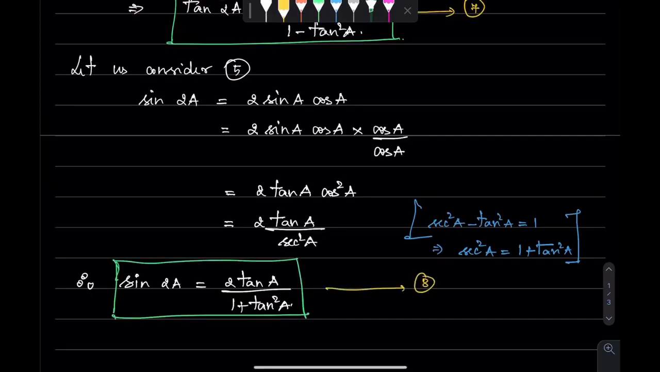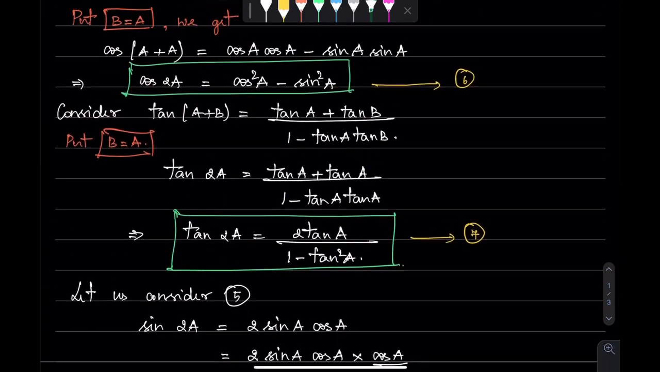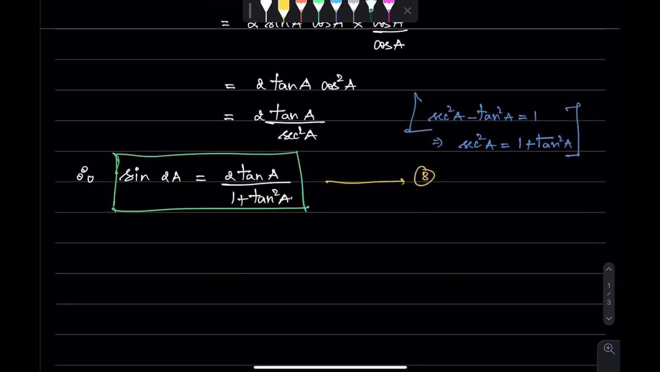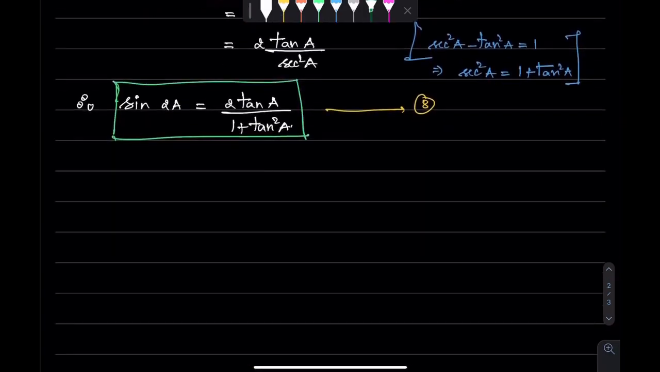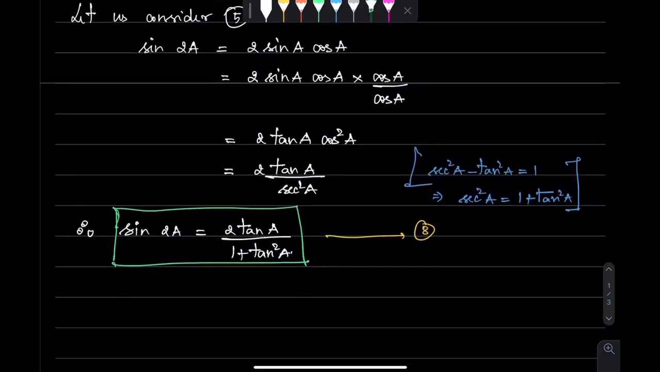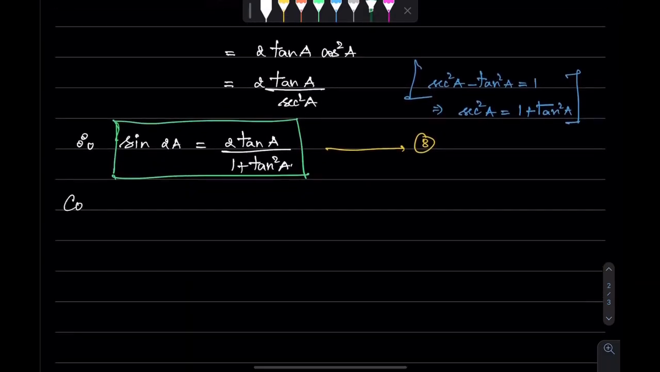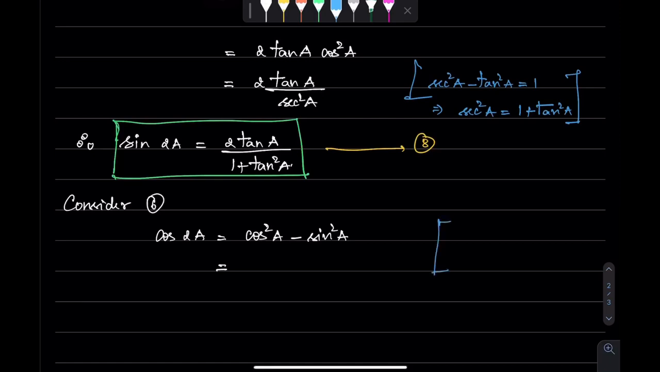Good. Now again consider the 6th one, and I'm going to express it in other forms. I hope you understood so far. Now consider the 6th one, which is cos 2a. What is cos 2a? We have written it as cos² a minus sin² a. So we all know this. I can express cos in terms of sin and sin in terms of cos.